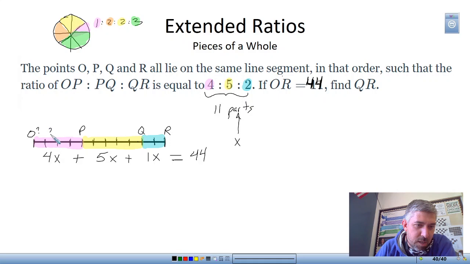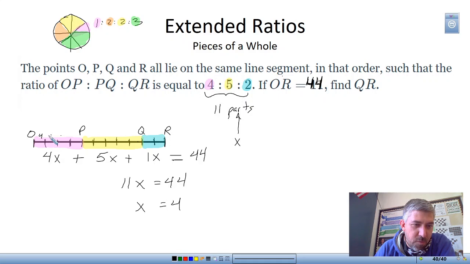Okay? So we can figure that out by adding these things up, 4 plus 5 plus 1, which is 11x, and then dividing it out, so 44. So x is equal to 4 units. So that means each of these bits is 4. So this part's 4, this part's 4, this part's 4, this part's 4, and so on.